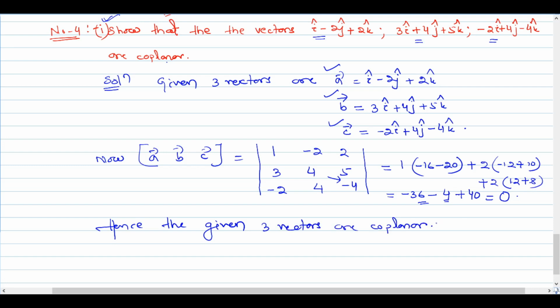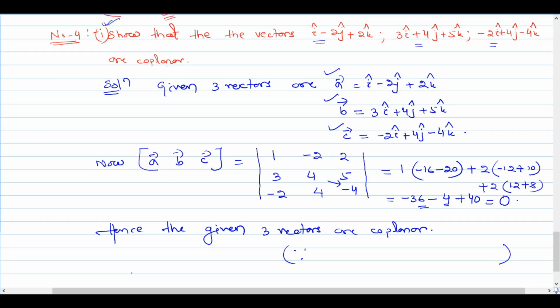Write: since the scalar triple product of the three vectors is 0. Okay, so from the next class we will start number 5. That's all for today's session. In the next class we will take number 5 of exercise 5D. So until then, goodbye, thank you.